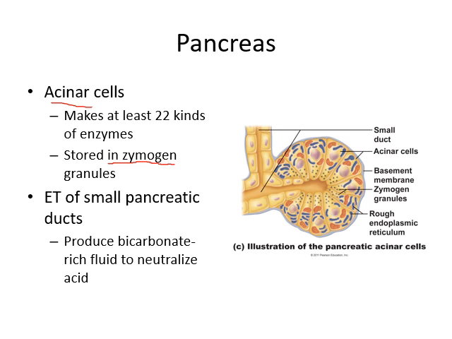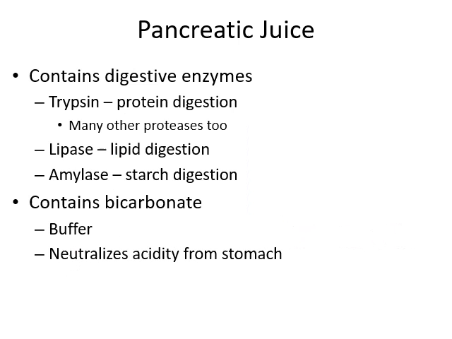The ET cells then are going to produce that bicarbonate fluid. Bicarbonate is there because the duodenum is receiving the highly acidic contents from the stomach, and so the bicarbonate is there to neutralize that highly acidic substance coming from the stomach. So that pancreatic juice, as we said, is going to contain the enzymes. It's going to contain the bicarbonate to help buffer that acidic material coming from the stomach.